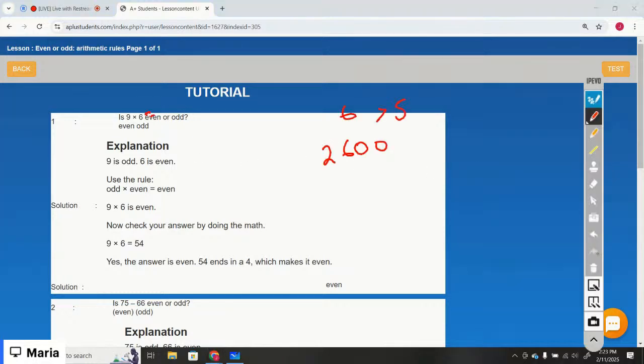So you have to see 9 is an odd number and 6 is an even number. The product of an even and an odd number is always even.